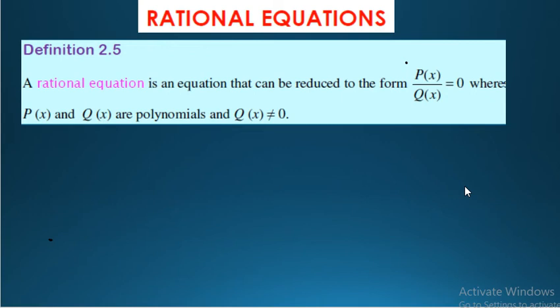Hello and welcome everyone. In this video, we are going to define rational equations and we will see how to solve rational equations, the steps, and then we will see some examples on it.